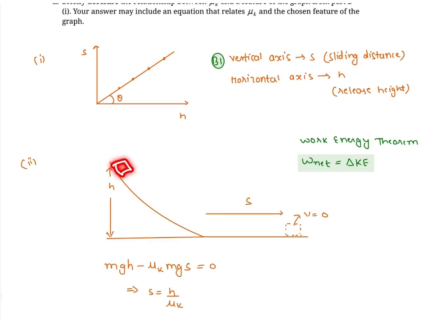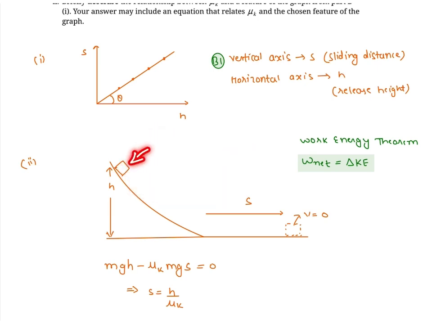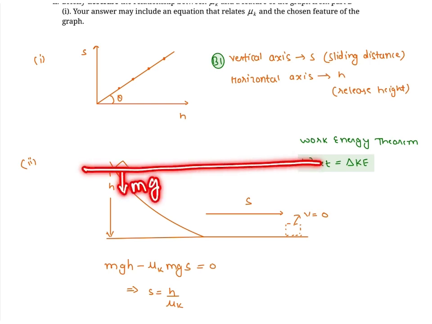So if you release it from here, while it moves down, definitely the normal reaction will always be perpendicular to the direction in which that block is moving. So if the block is moving in this direction, this will be the normal reaction. So work done by normal will always be zero because normal and displacement are perpendicular to each other. So this is the initial point and this is the final point. And we have another force that is mg. And what is the displacement in the direction of force? It is h. So work done by mg will be equal to mgh.